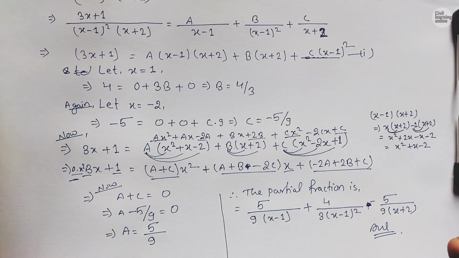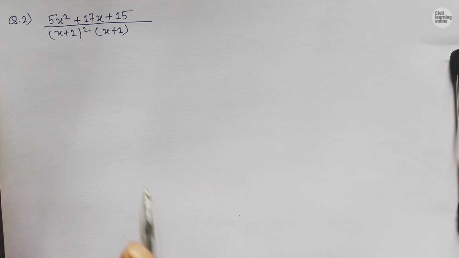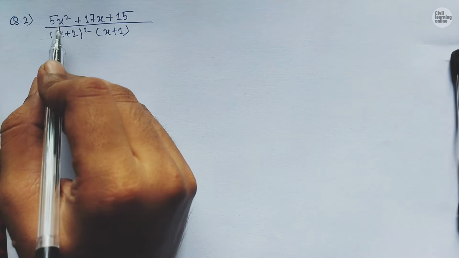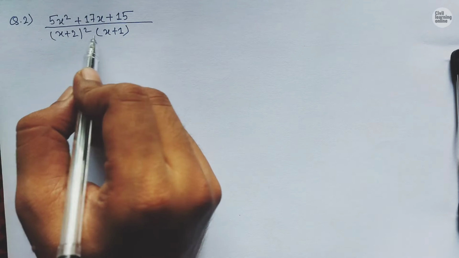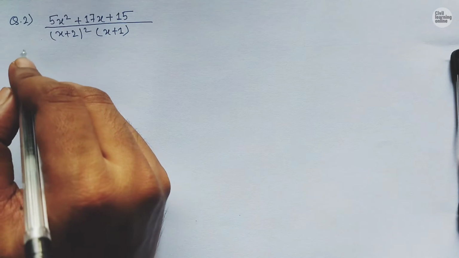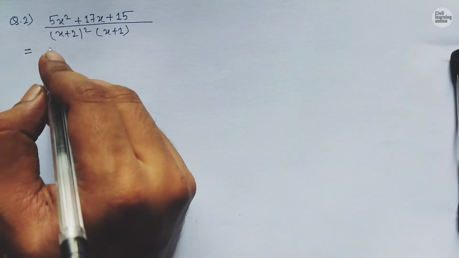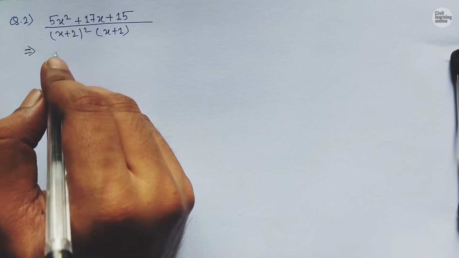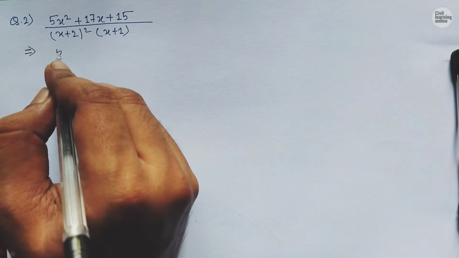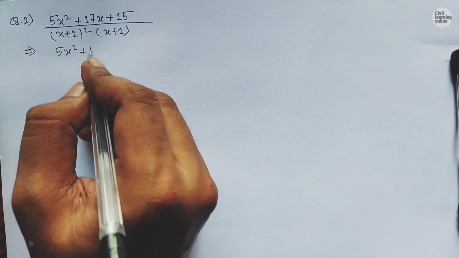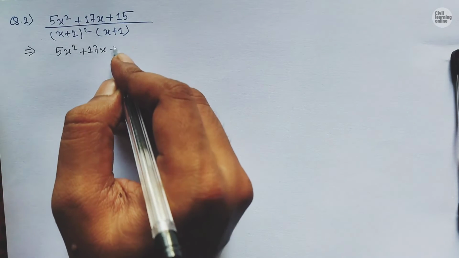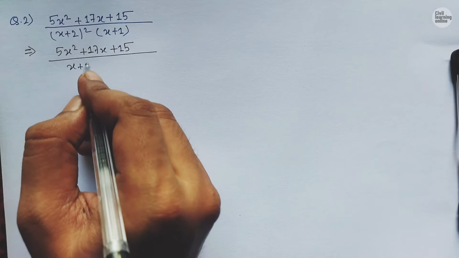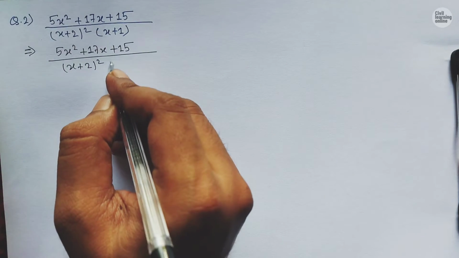Now let's move to question number 2. So this is example 2 and we are asked to find the partial fraction of 5x square plus 17x plus 15, and again the denominator has repeated linear factors. So again we will use the same steps that we have done in the previous example, and here again the power is 2. So we have 5x square plus 17x plus 15 upon x plus 2 whole square times x plus 1.